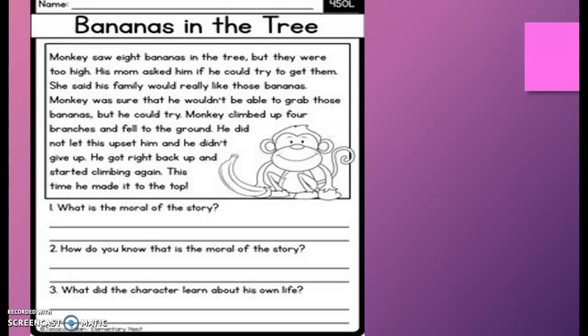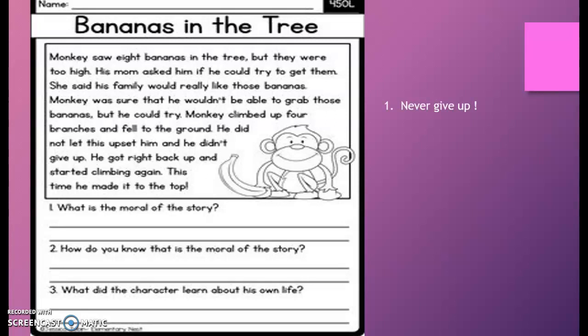Monkey climbed up four branches and fell to the ground. He did not let this upset him. He didn't give up. He got right back up and started climbing again. This time, he made it to the top. So by looking at that story, what is the moral of the story?